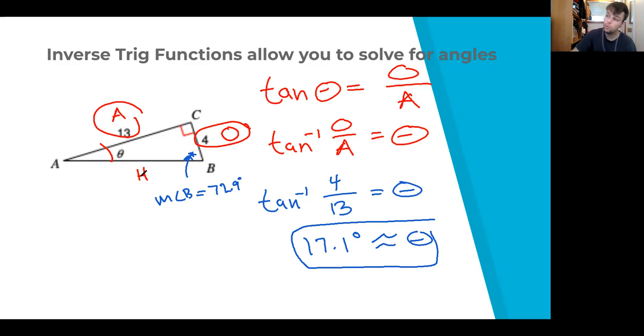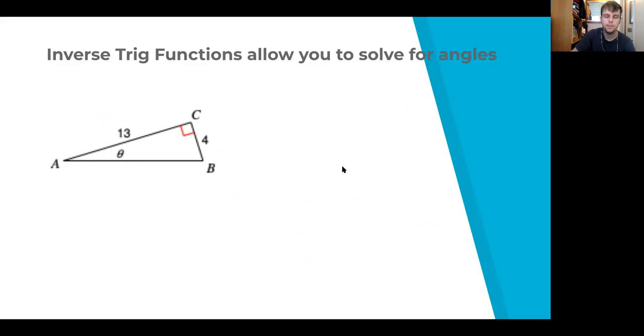Again, once we know two of the angles, we know this angle and this angle, it's easy to find the third. That's really the only point I'm making here. There we go. Let's move forward.